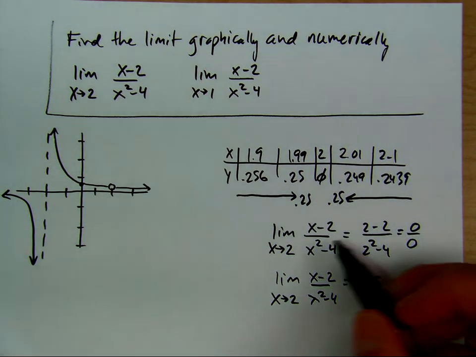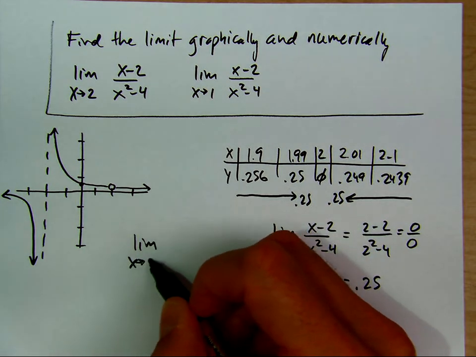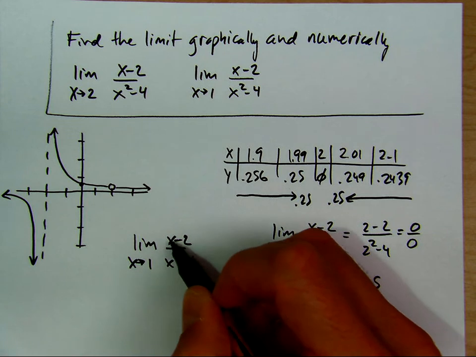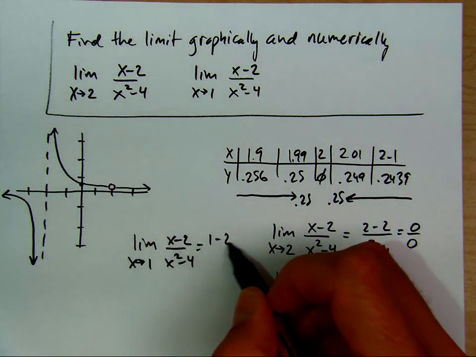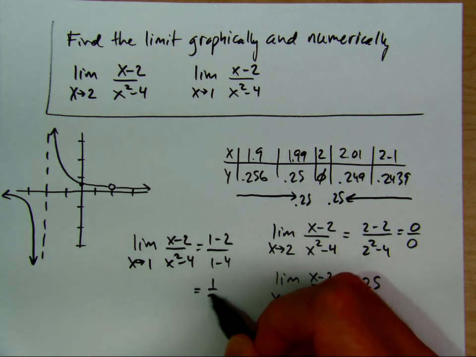We can also evaluate this just with substitution, put a 1 there. We get 1 minus 2 over 1 minus 4. So that's 1/3.